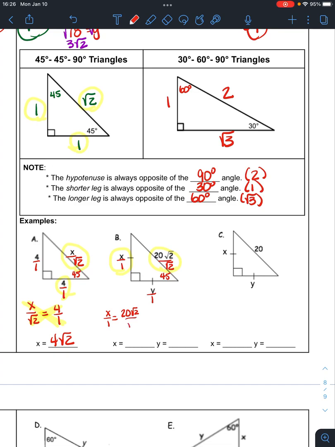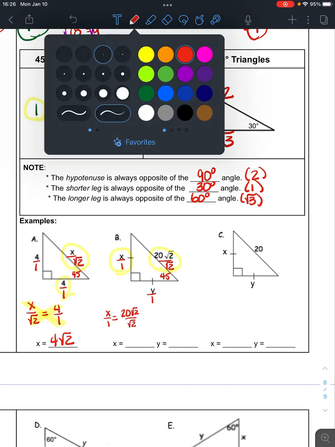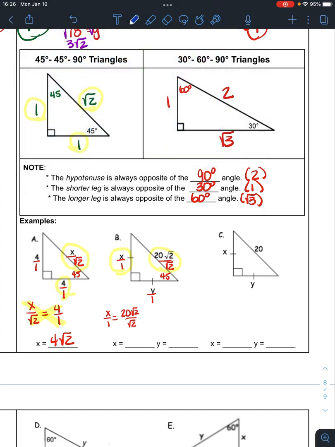Now that looks scary, but remember I said whenever you can, you always want to reduce your fractions. So we look at that fraction on the right, 20 root 2 over root 2. We have a root 2 in the numerator and a root 2 in the denominator, and they're going to cancel out, so we can just clean that up. And so then we just have x over 1 equals 20. When you cross multiply that, there's nothing on the bottom of one side. It's just 20 times 1, and you get that x is 20.